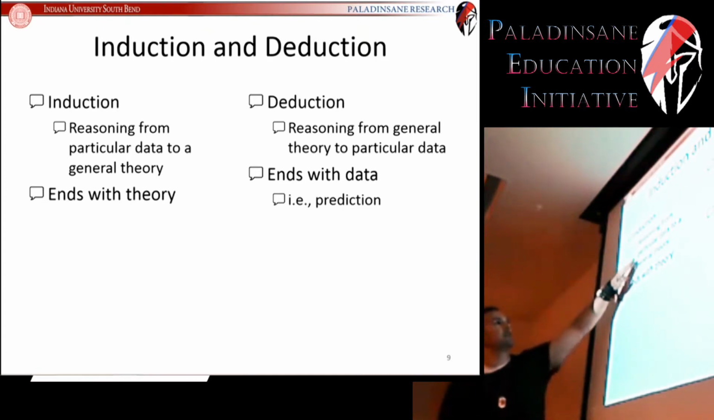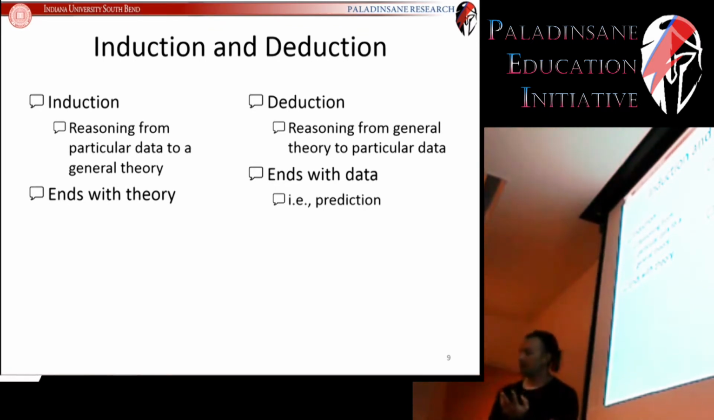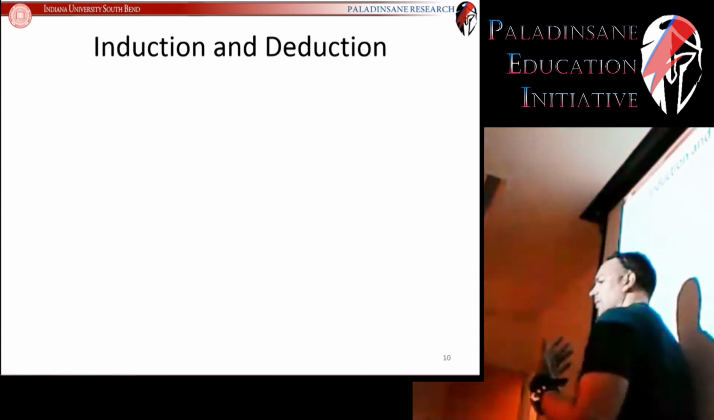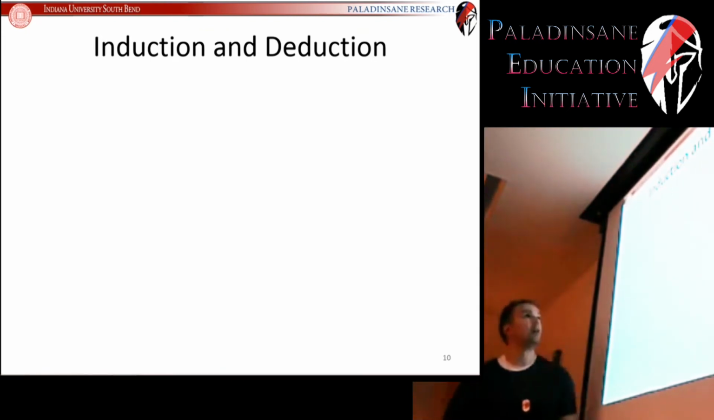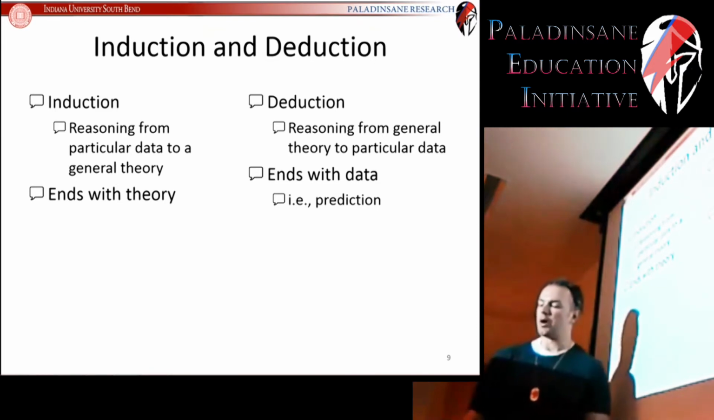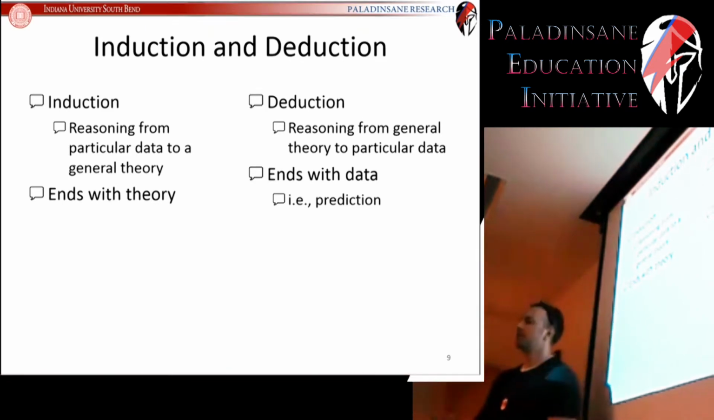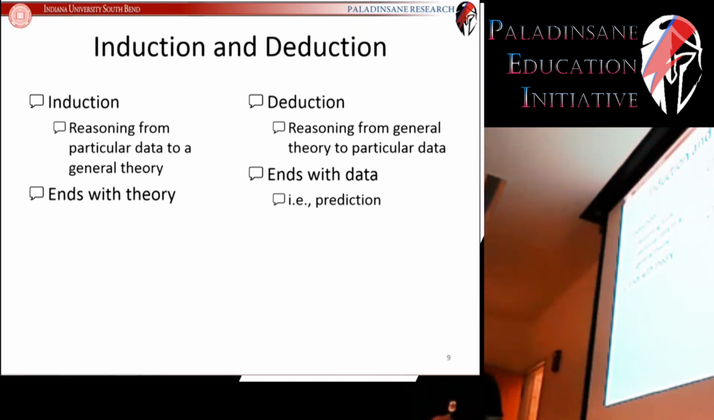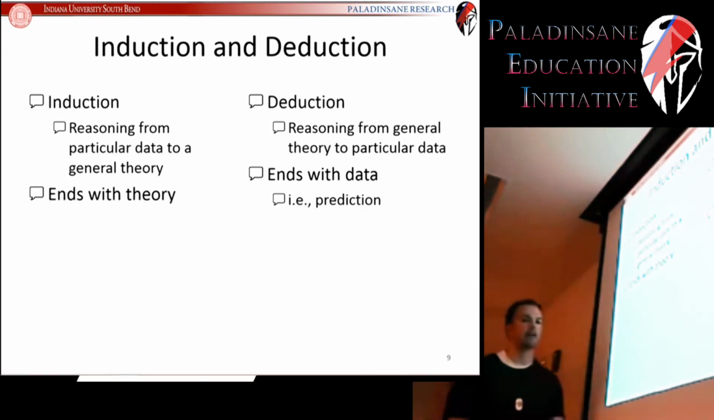So what induction is, it's reasoning from particular data, particular observations, to some general theory, and it ends with a theory. So the classic example of induction is if you see a white swan. If you see one white swan, you might induce the theory that all swans are white. And if you see another white swan, you might say to yourself, oh, I've seen 2 white swans, all swans are white. And if you see 100 white swans, you might be very confident that all swans are white. So that is a way of getting from data to a theory. You just induce from your observations what you think the pattern is.